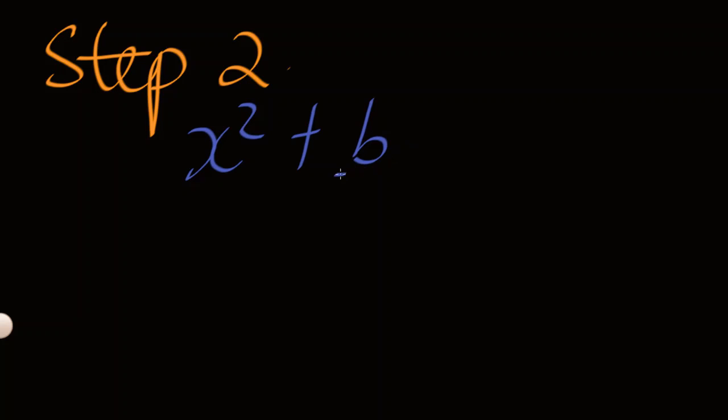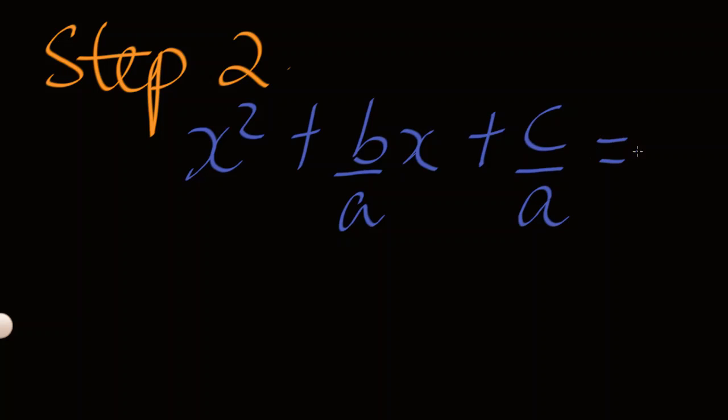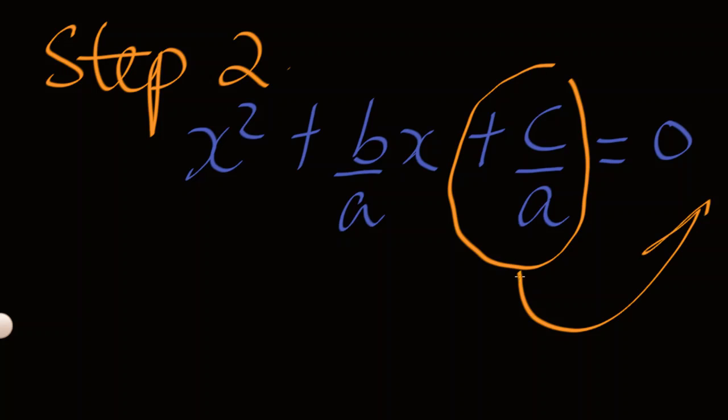Step 2. In step 2, let me rewrite what we had before. We have x squared plus b over a x plus c over a equals 0. In step 2, we are isolating this constant. We are taking this to the right-hand side. That's what we're simply doing in step number 2. Please take note of the sign here: when we move to the right-hand side, the sign is going to change from being positive to negative.